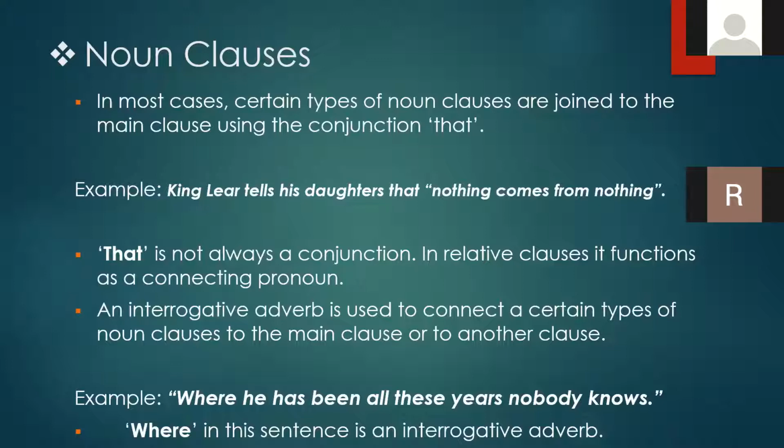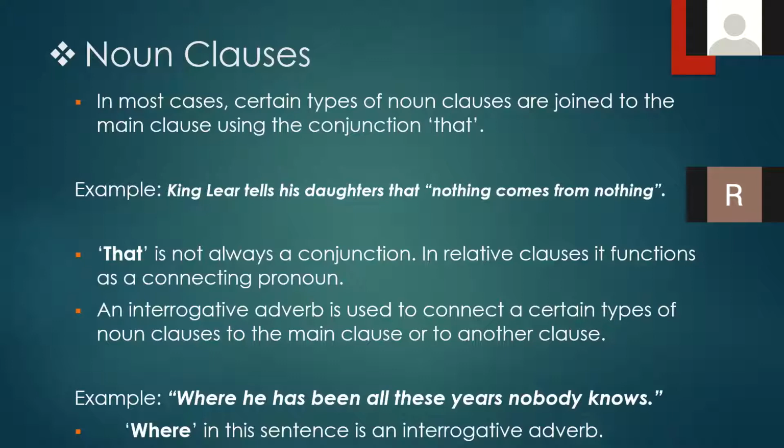Now, as I mentioned earlier, in most cases we use that. That cannot always be used as a conjunction. In cases of relative clauses, it is functioning as a connecting pronoun. Now, an interrogative adverb is used to connect a certain type of noun clause to the main clause or to some other clause. So, what is an example of an interrogative adverb? For example, where he has been all these years, nobody knows.